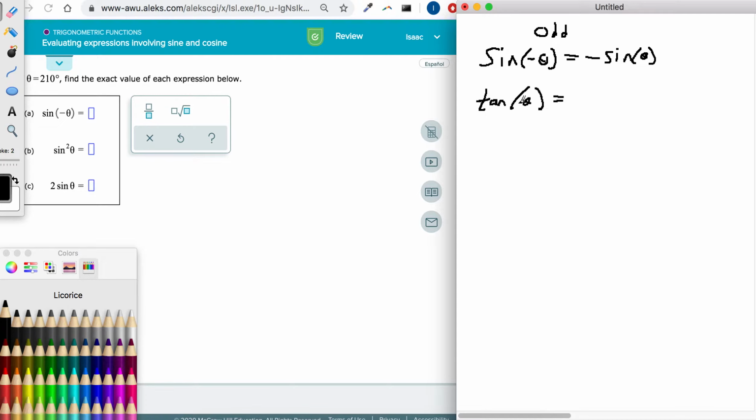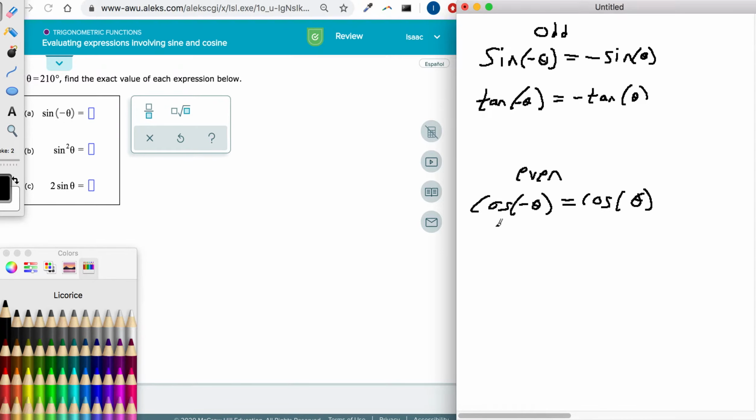Tangent is odd, so tangent of negative theta is the same thing as negative tangent theta. Cosine, on the other hand, is even. So if you have cosine of negative theta, that's the same thing as cosine of positive theta. I said 32, but I'm keeping it in general.